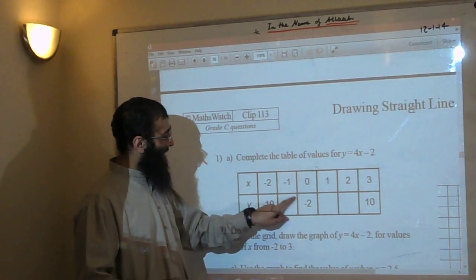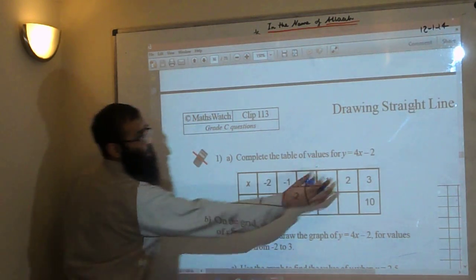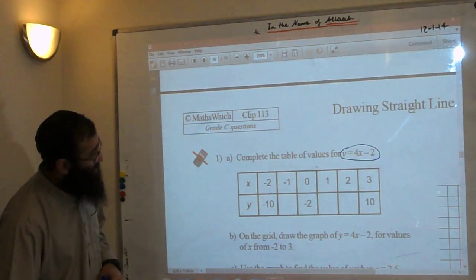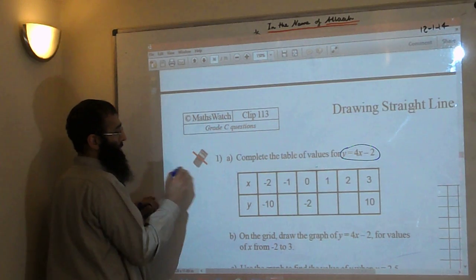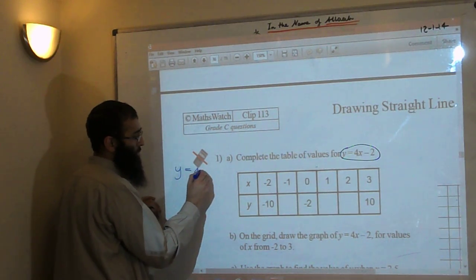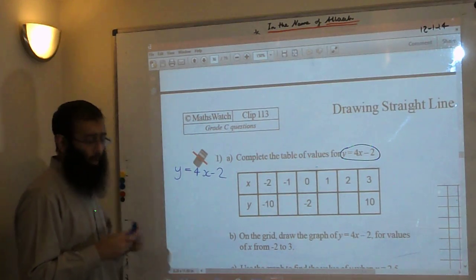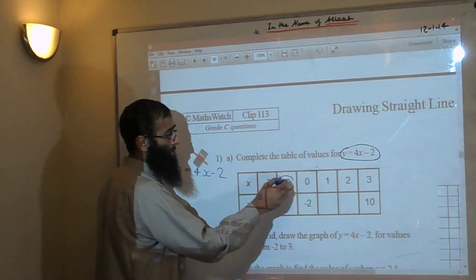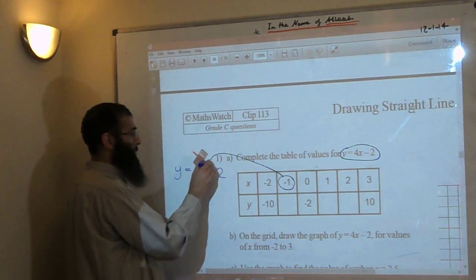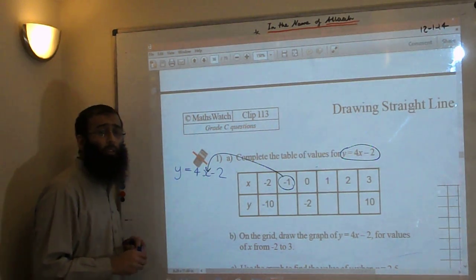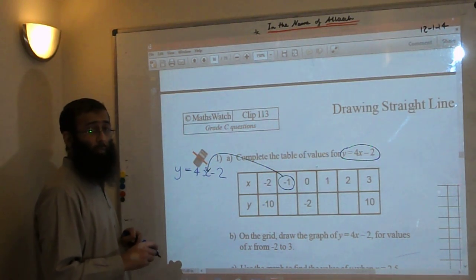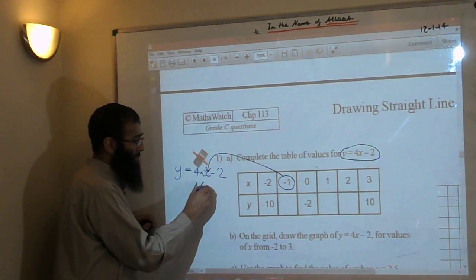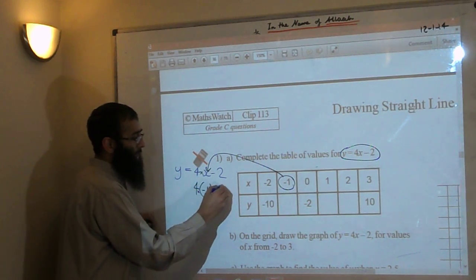So let's have a look at how we get our value here. What's the equation, Layla? What does it read to me? Y equals 4x minus 2. And what is the value of x they've given us here? Minus 1. So we get this minus 1, what do we do with the minus 1? Put it into there. Have you done substitution before? Yes. So we have 4 times x, so it'll be 4 times minus 1, take away the 2.